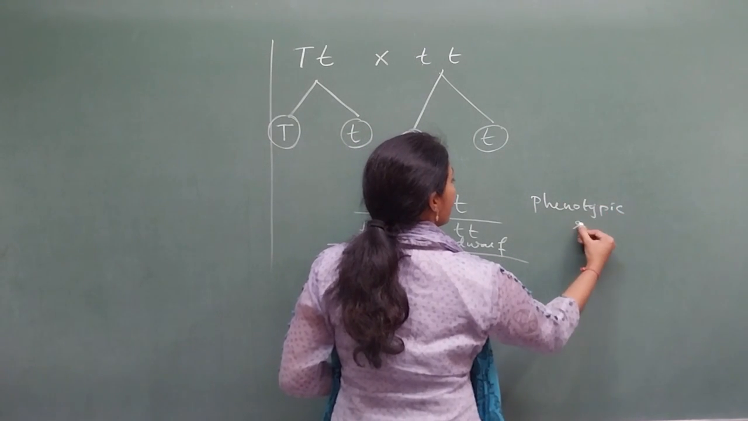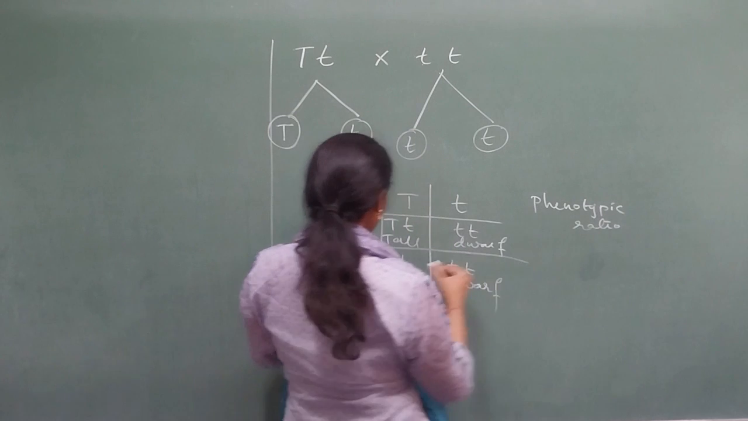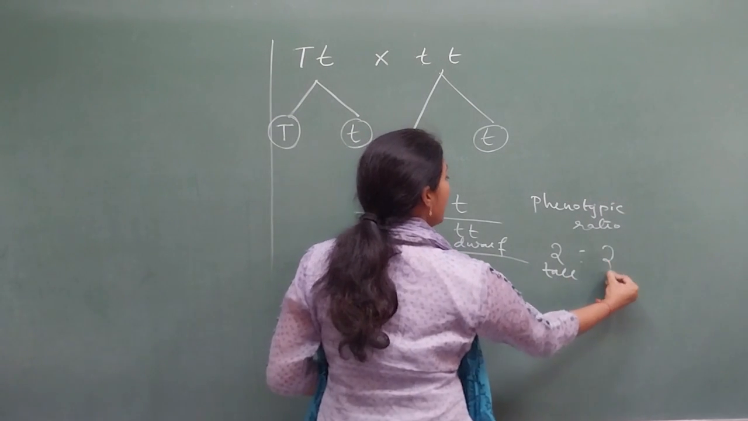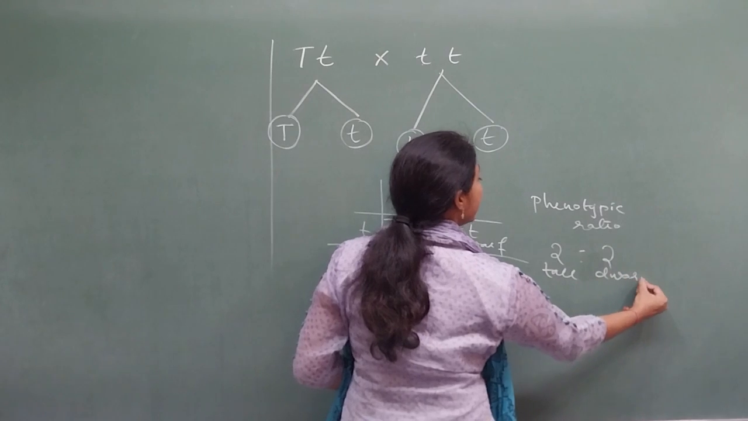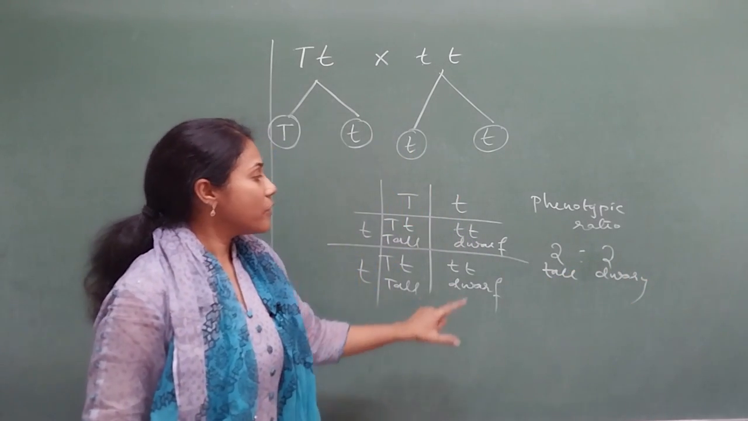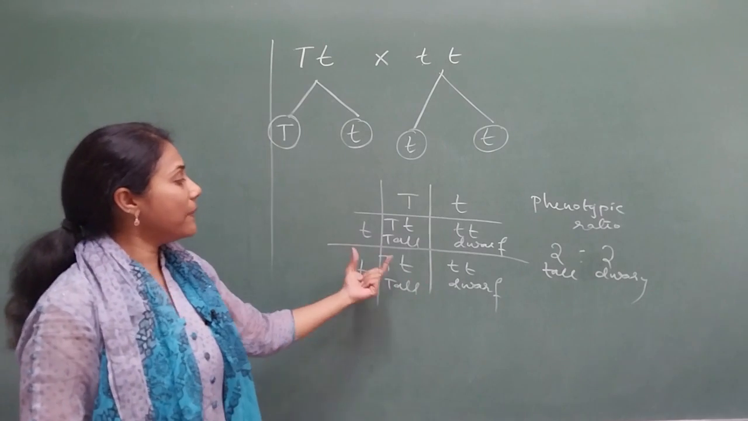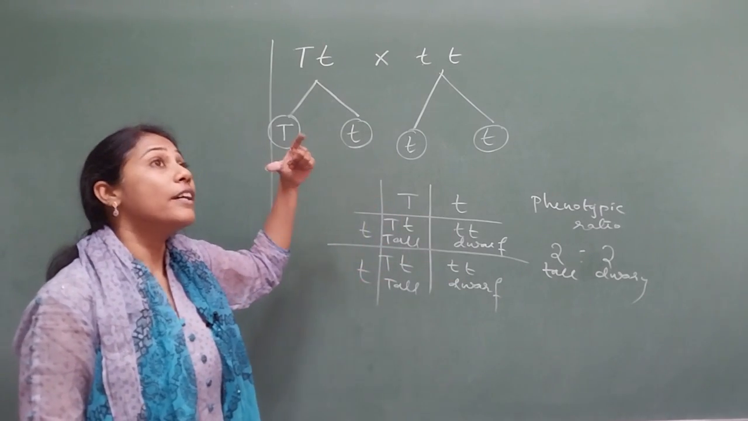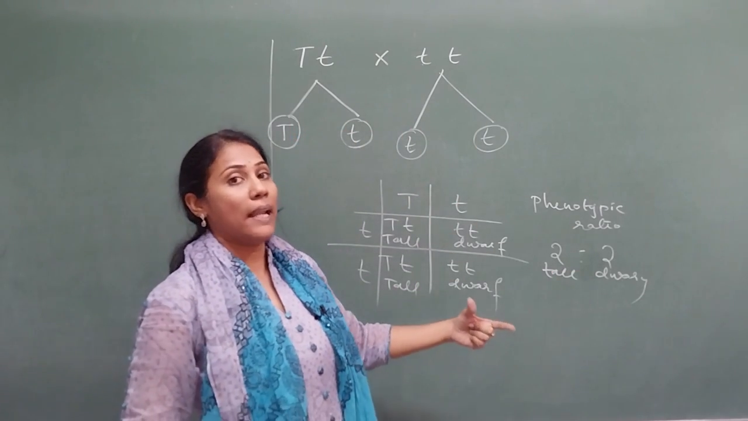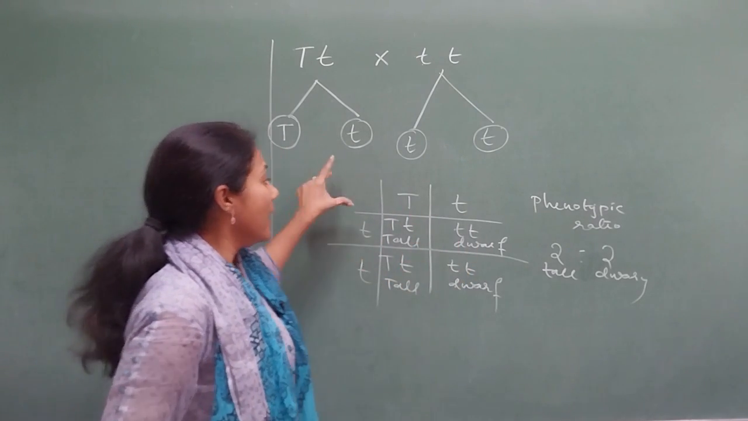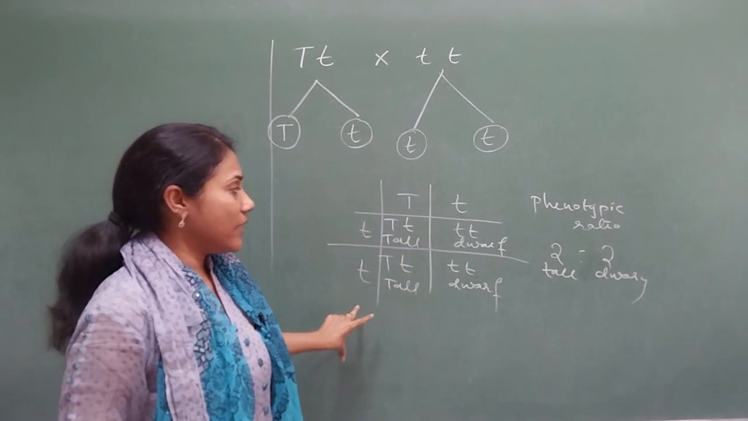Phenotypic ratio is, look here, 2 plants tall and 2 plants dwarf. It is not 3:1 here. So here 2 plants tall and 2 plants dwarf. 50% chance to produce tall plants, 50% chance to produce dwarf plants. So this is the answer for that question.